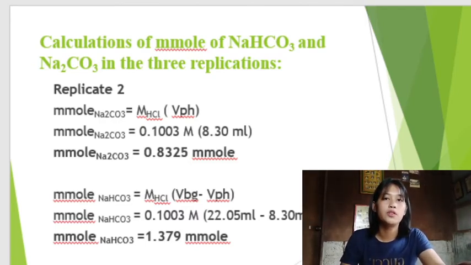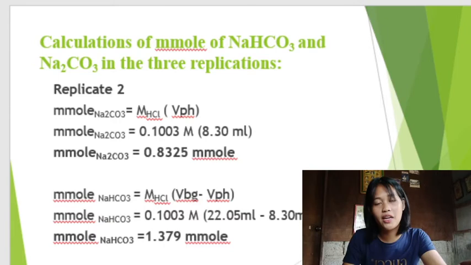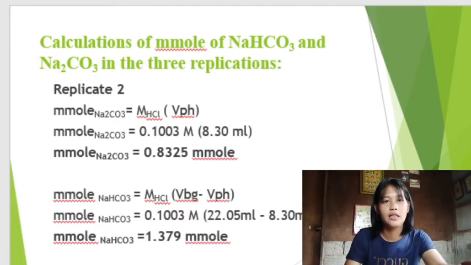And the millimoles of sodium bicarbonate: we multiply the molarity of HCl times the volume of HCl with bromocresol green minus the volume of HCl delivered with phenolphthalein indicator. So we calculate 1.379 millimoles.